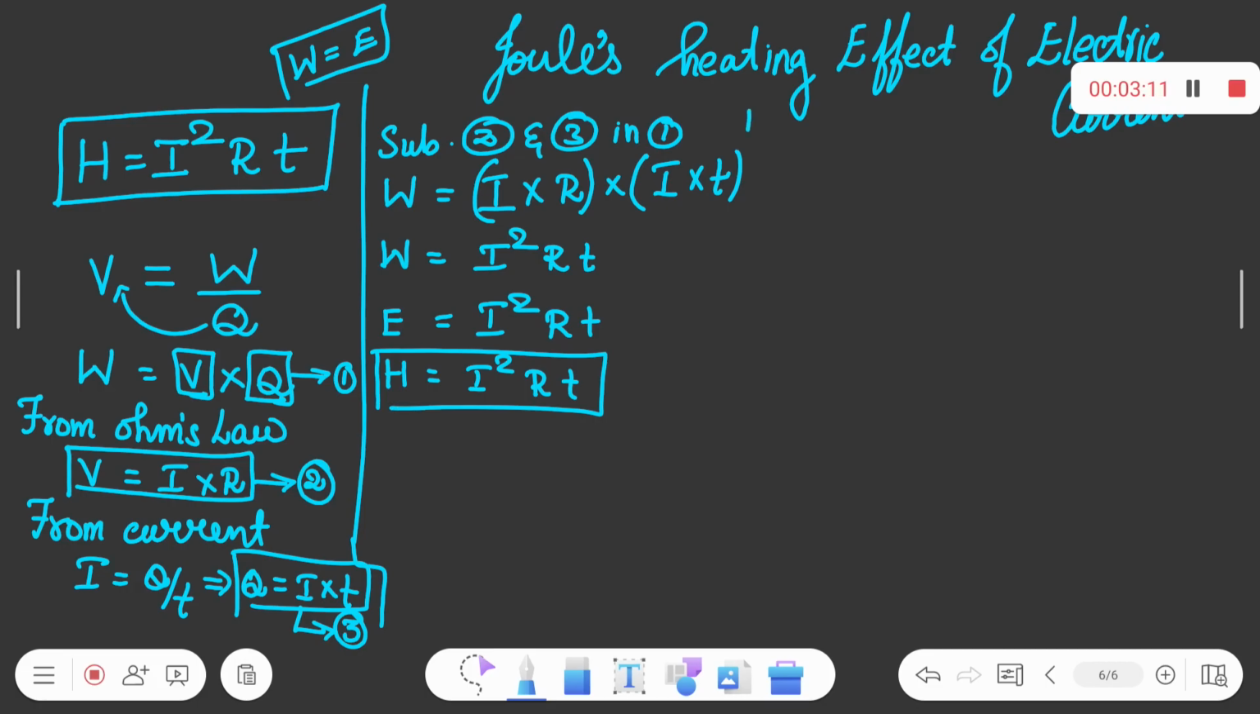Clear? And then, based upon this equation, you can write that heat is directly proportional to the square of current. Heat is directly proportional to the resistance of the conducting material. Heat is directly proportional to the time. So by using this method you can derive the equation, and there is one more method also.